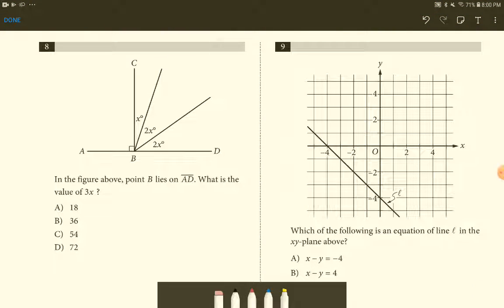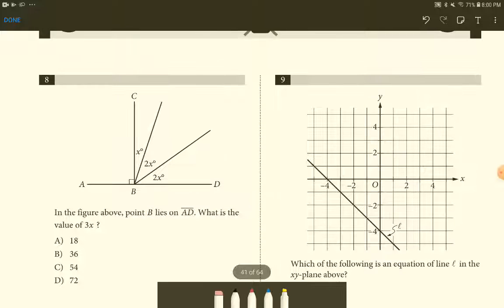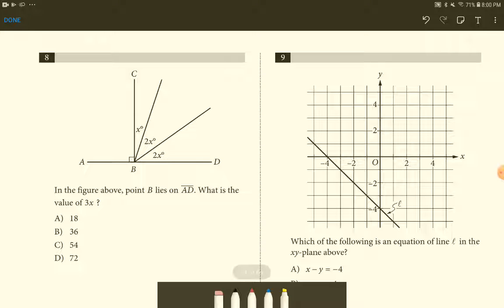For number 8, it says in the figure above, point B lies on AD. What is the value of 3x? Okay, so we know that all of this added together in this curve is 2x plus 2x, which is 4x, and then that's 5x. And this is a 90-degree angle, as we can see, because of that triangle. So that would be 5x equals 90.